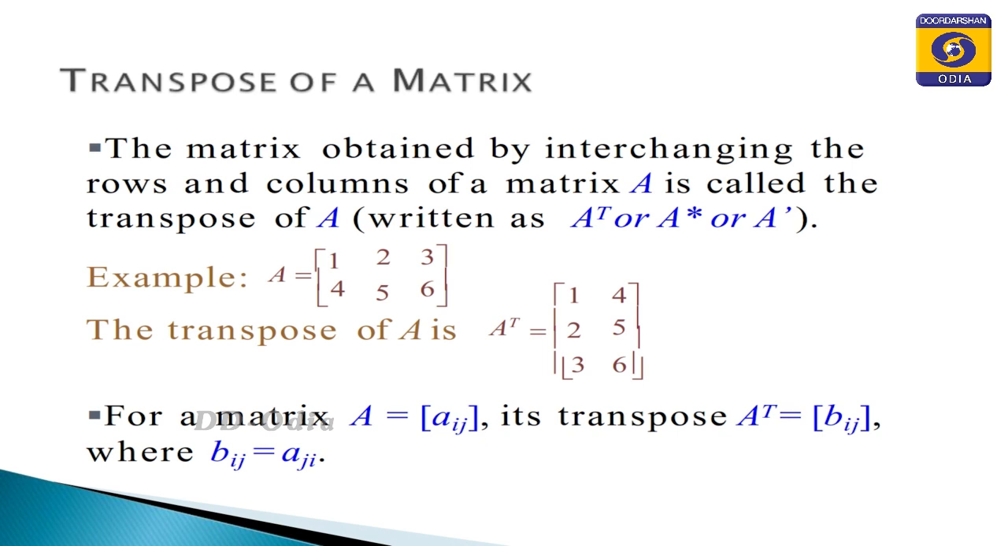If A is a matrix, then the transpose of a matrix, denoted by A to the power T or by A dash, is defined as interchanging the rows and columns of the matrix. Here is an example. Suppose A is the matrix 1, 2, 3 and 4, 5, 6, which is a 2 cross 3 matrix. Then the transpose of A, denoted by A^T, becomes 1, 4, 2, 5 and 3, 6. That means if the order of matrix A is m cross n, then the order of the transpose matrix becomes n cross m.